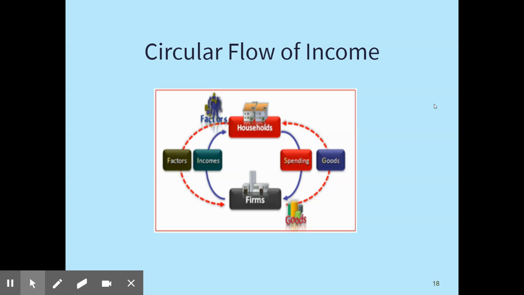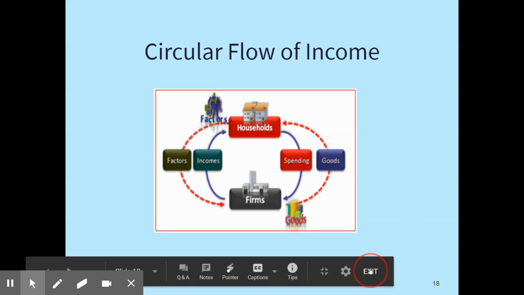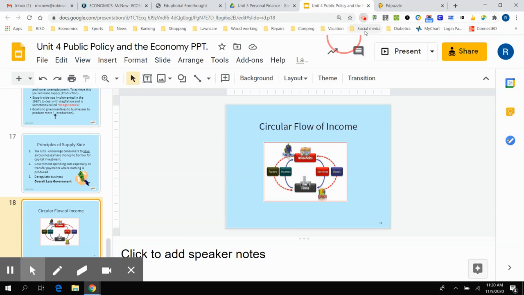Okay, and last thing, circular flow. I don't know if we'll see this again. I know we've talked about the circular flow in previous units. Again, it's also in this unit. So I just put the circular flow there so you could see it one last time. So anyway, hopefully that made a little sense, and we will stop right there.